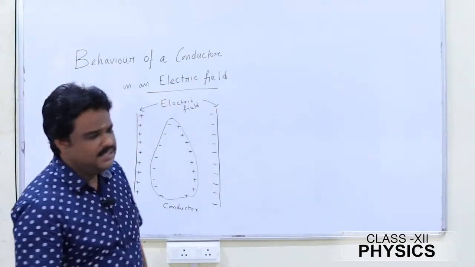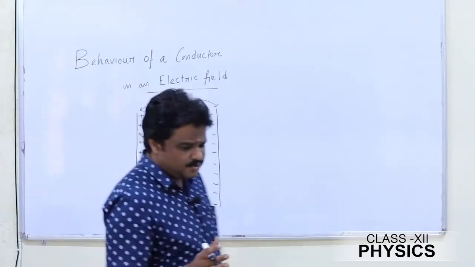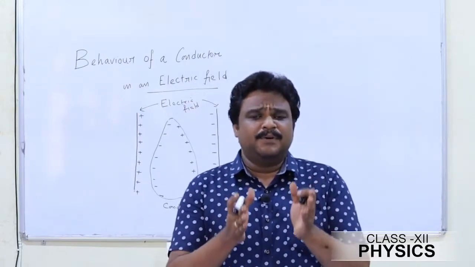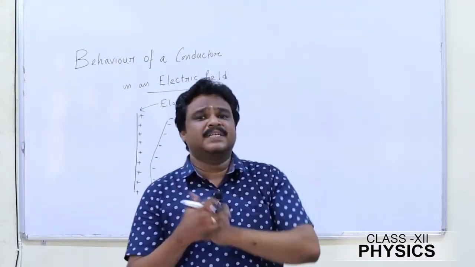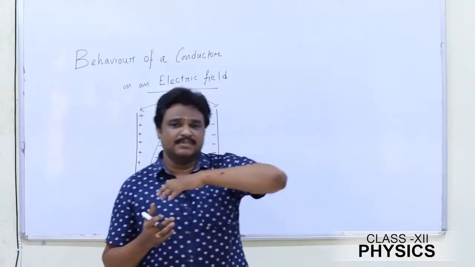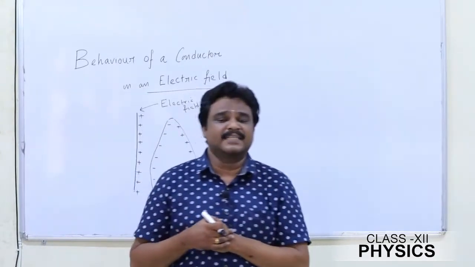Now, I am going to get into the second property. What is the second property? The electric field at the surface of the conductor is always at right angles to the surface. What about the direction of the electric field?